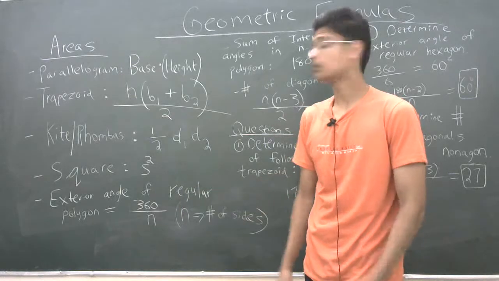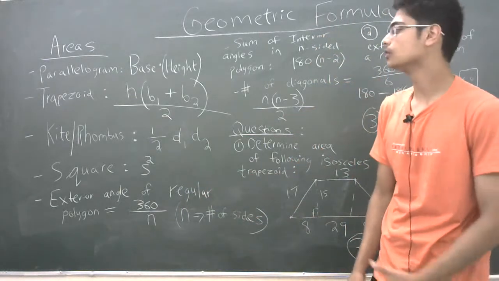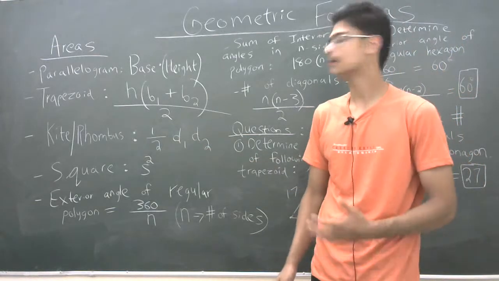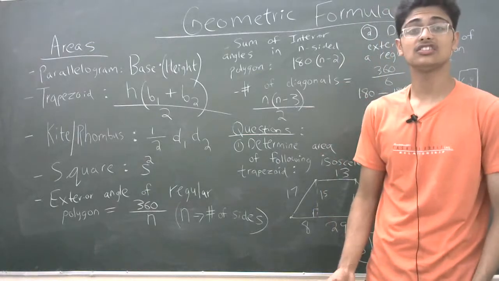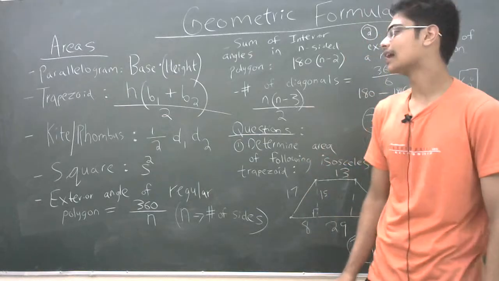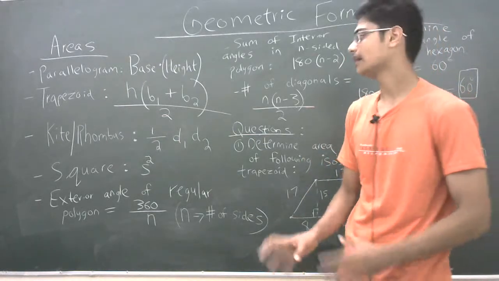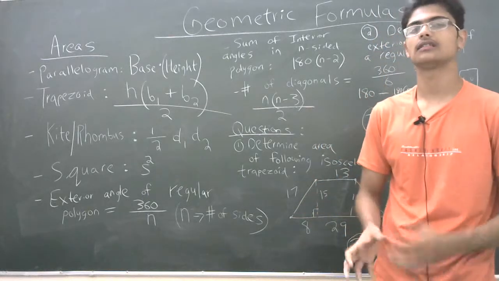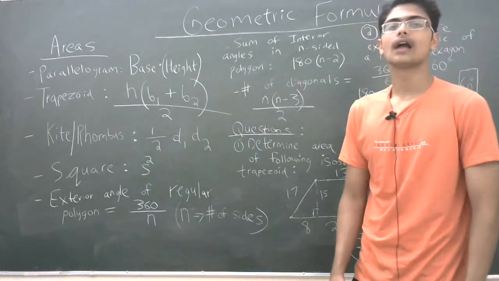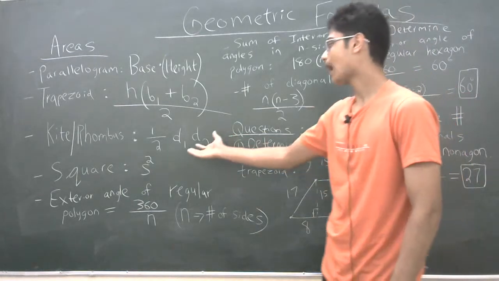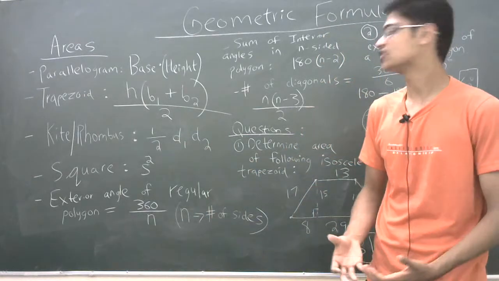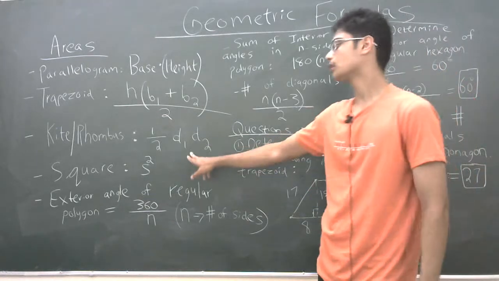The third one is a pretty neat formula because you can use it to determine the area of the kite or the rhombus. It's half times d1 times d2, where d1 and d2 are the two diagonals in the shape. What people usually do is split the kite or the rhombus into several triangles, determine the area of each individually, and then add the areas up. However, you can just take the length of one diagonal, multiply it by the length of the other diagonal, and divide that by 2, and you get the area. So this is a good formula you want to keep in mind.